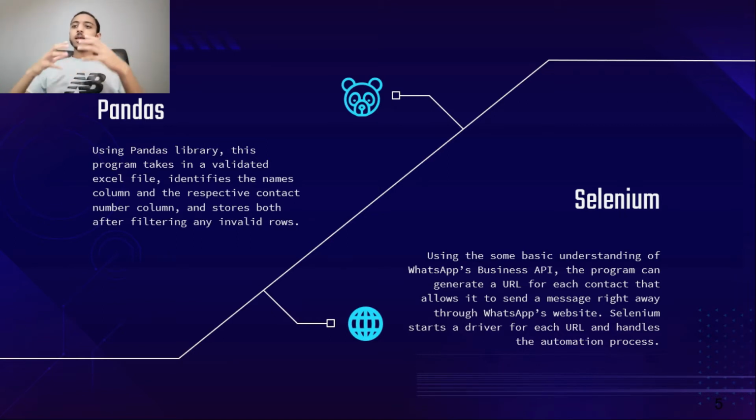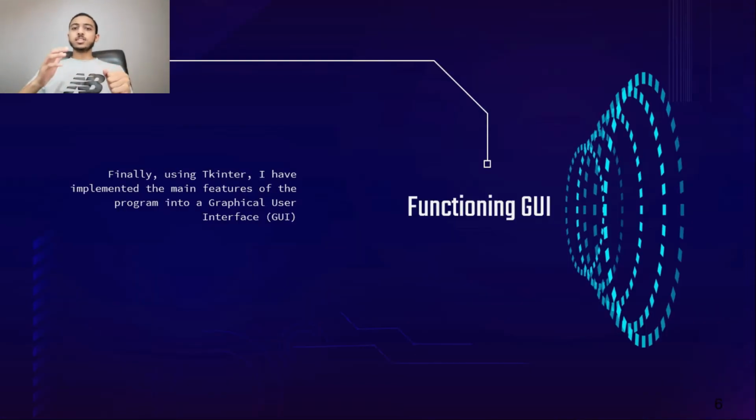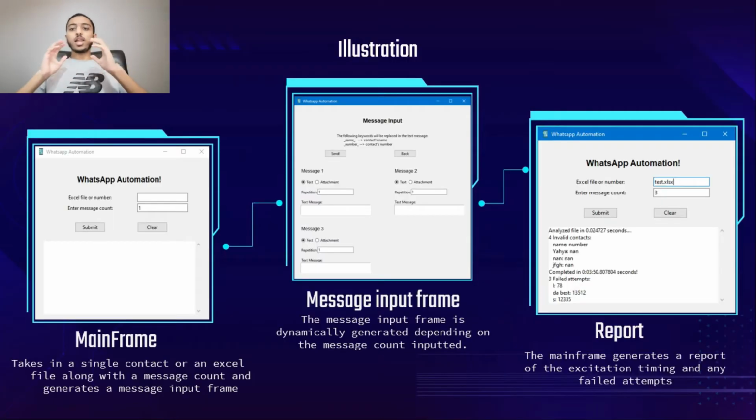each row. Then we generate a unique URL for WhatsApp using some basic understanding of WhatsApp's business API and pass it on to Selenium, which opens it in a web browser and automates the sending process. Finally, using Tkinter, I've implemented all of the main features into a graphical user interface. So let's hop into the illustration and see how the system performs.